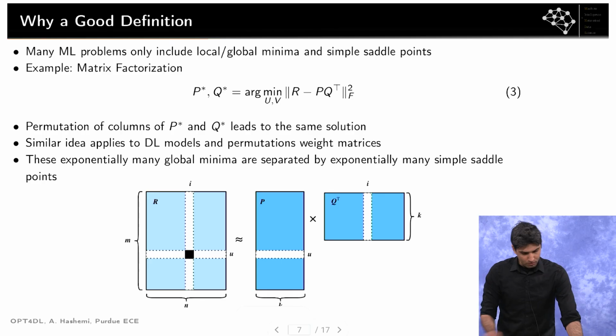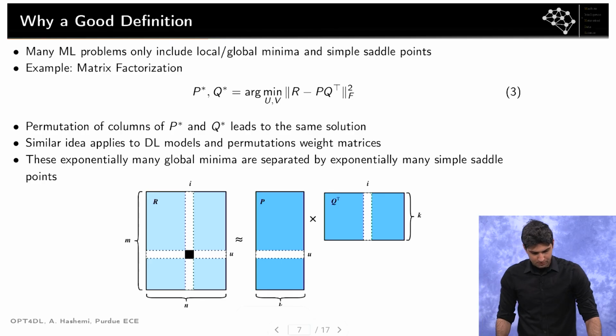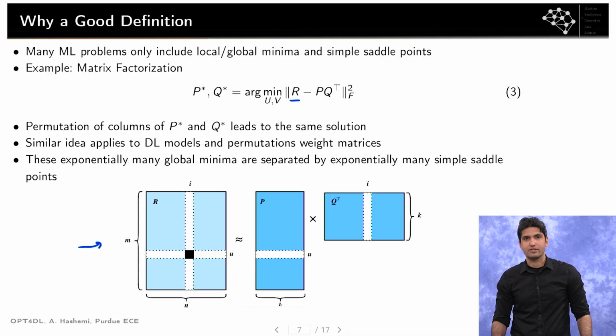One example of this kind of problem is the matrix factorization problem, where the idea is that you have a matrix and you want to factorize it into two factors, P and Q, as I'm demonstrating here. You have a low rank matrix, and you assume that it can be factorized as a product of two other matrices, let's say P and Q transpose. This is a non-convex problem, and there are many, many solutions.